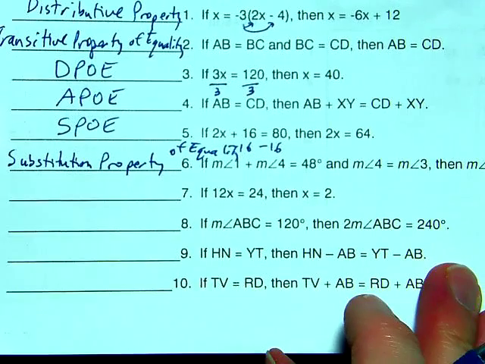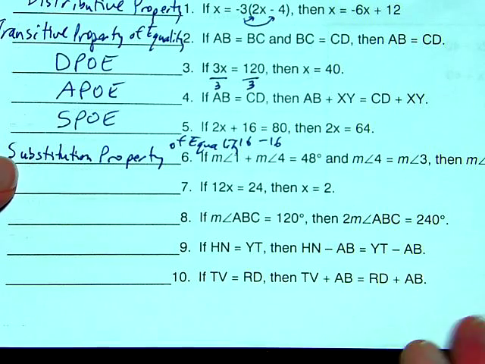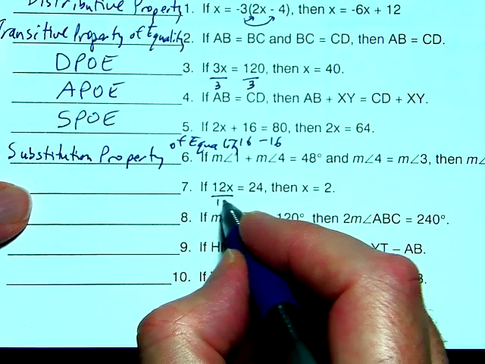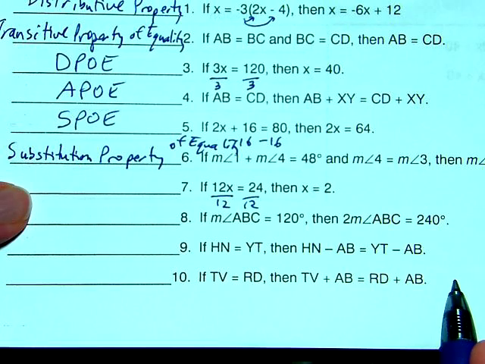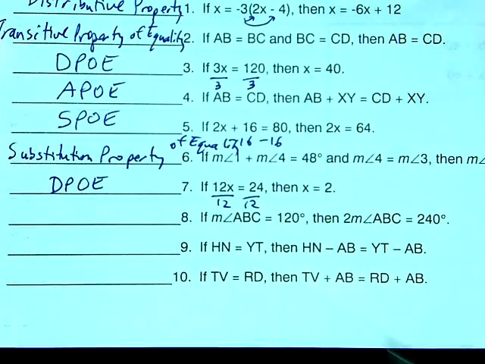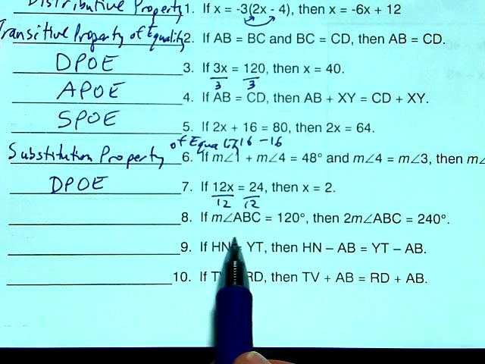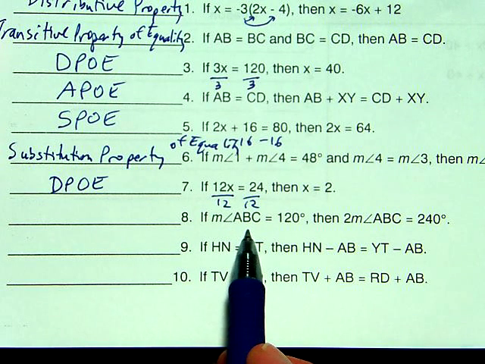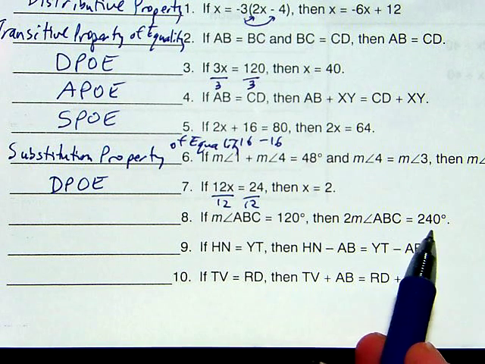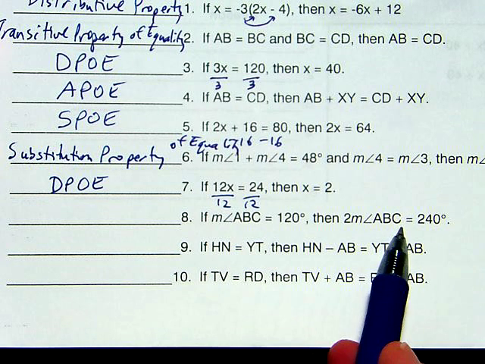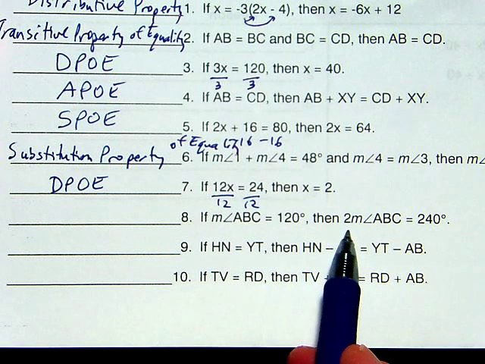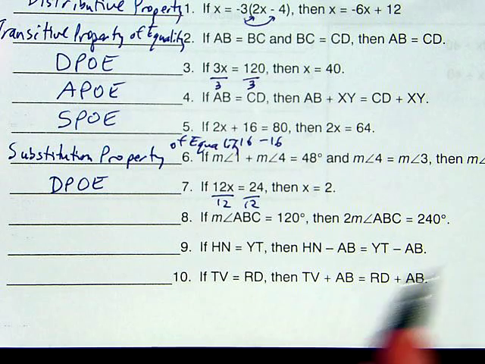Okay, good. Number 7. If 12x equals 24, then x equals 2. We got there by dividing both sides by 12. Again, that is the division property of equality. If the measure of angle ABC is 120, then 2 times the measure of angle ABC is 240. How do we get from here to here? We multiplied both sides of the equation by 2. That's the multiplication property of equality, or MPOE.